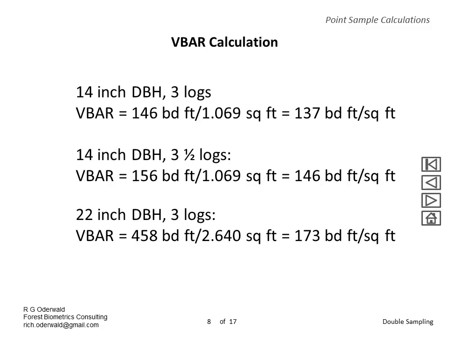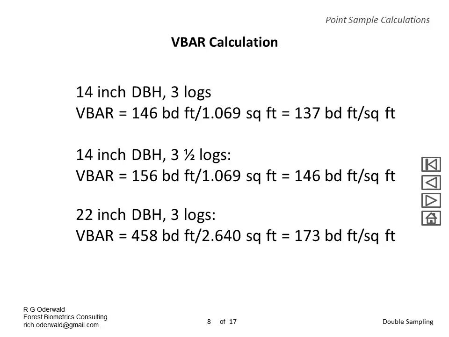For the 22-inch 3-log tree, the V-bar is 458 board feet divided by 2.640 square feet, which is 174 board feet per square foot.